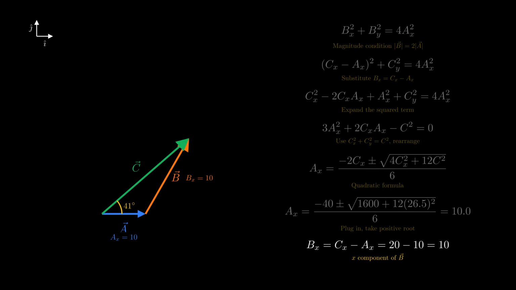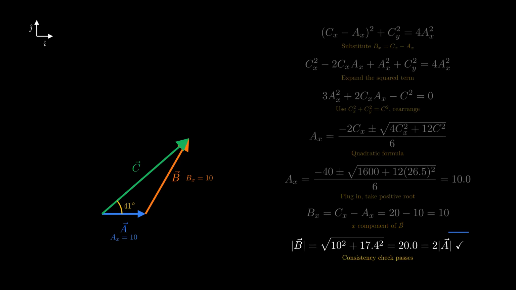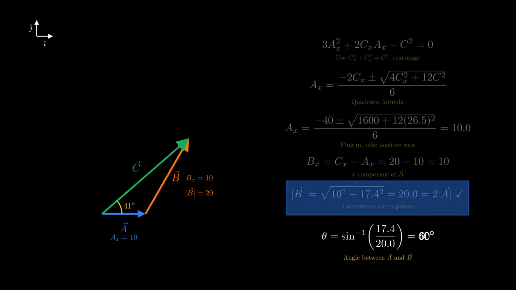The magnitude of B is the square root of 10 squared plus 17.4 squared, which is 20.0. Exactly twice the magnitude of A, 10.0, just as required. That check confirms the solution. Finally, the angle. Vector B makes an angle with the x-axis whose sine is By over the magnitude of B, 17.4 over 20. The inverse sine gives 60 degrees. Since A lies along the x-axis, the angle between A and B is 60 degrees.